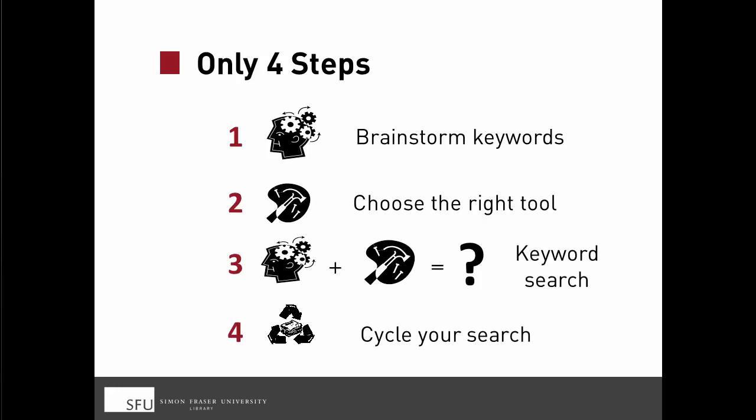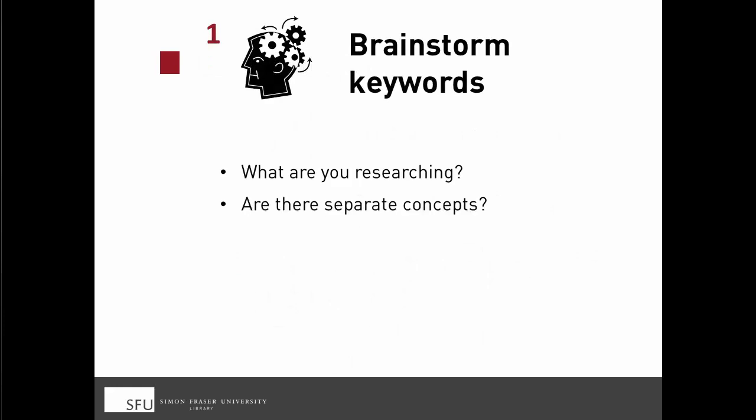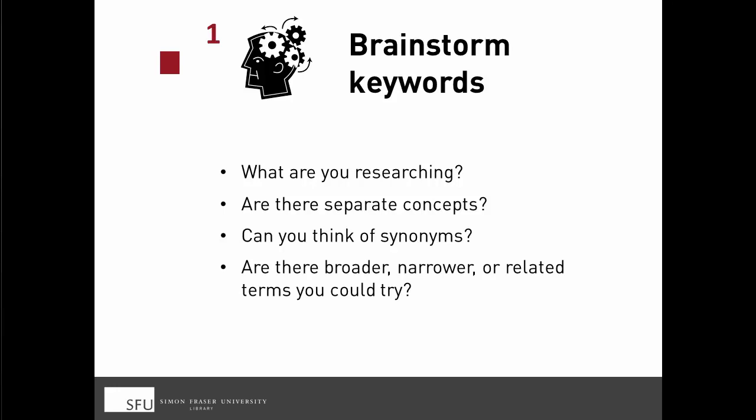Let's go through each step with an example. This first step usually takes just a few minutes. Think about your research topic. Are there separate concepts or ideas included with your topic? Can you think of synonyms for each of the concepts? And they don't need to be direct synonyms. Are there some broader, narrower, or related terms for each concept?